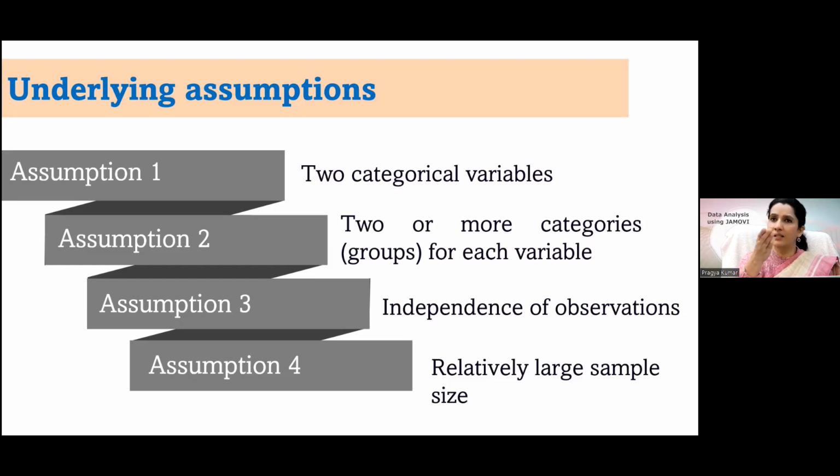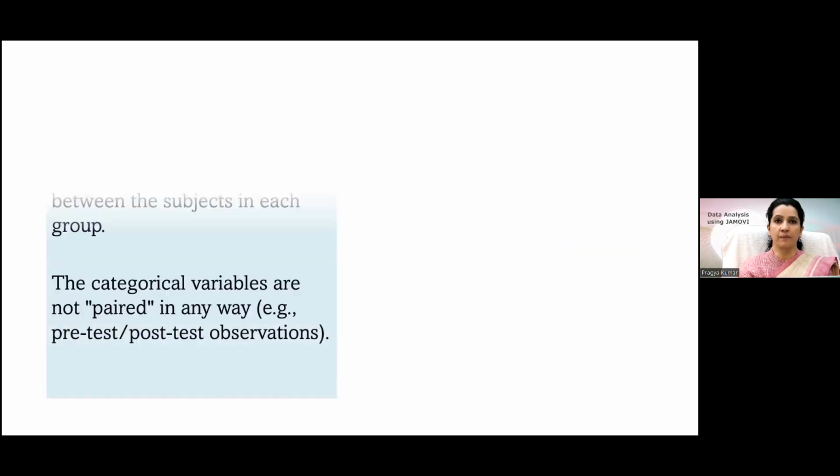Two or more categories means, let's say, diabetes and gender. Both have two categories. Or obesity versus cardiovascular disease. Obesity, if you are taking the BMI into three categories, so three categories versus two categories. So depending on the contingency table, 2 by 2 or 3 by 2 or such type of contingency table.